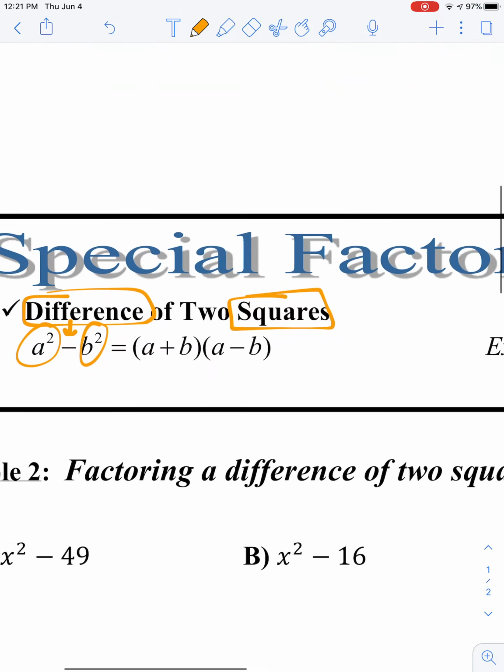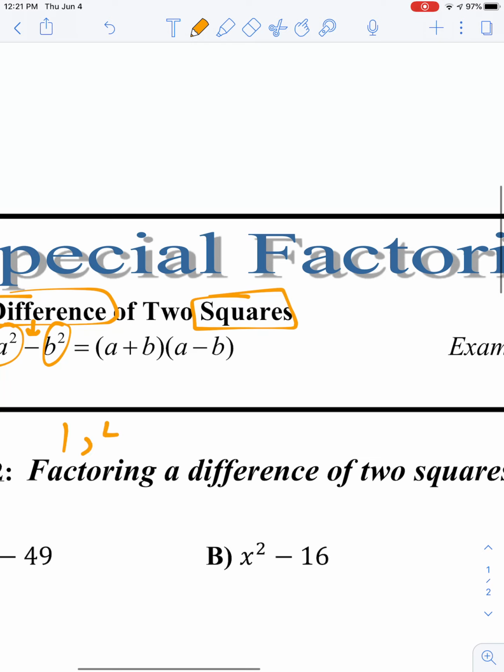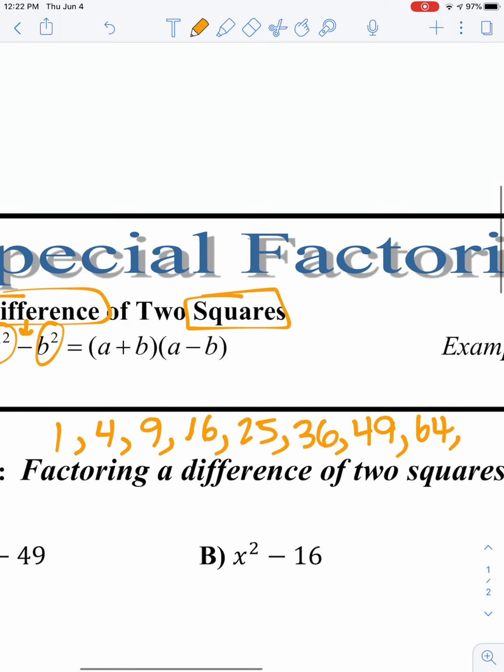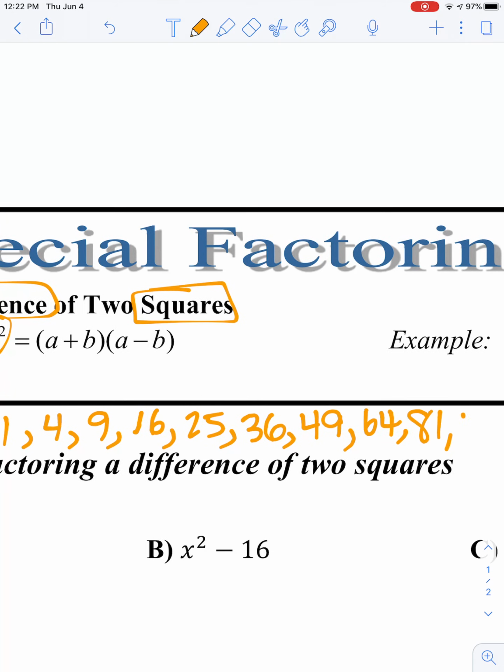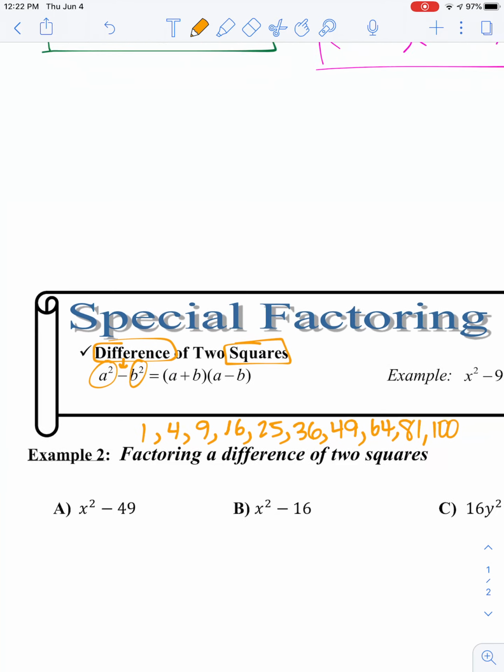Now, if we think of numbers, 1 squared, 2 squared, 3 squared, 4 squared, 5 squared, and so on, you can make a list of perfect squares. Let's keep going to list the first 10. So after 25, 6 times 6 is 36, then 7 squared is 49, 8 squared is 64, 9 squared is 81, and 10 squared is 100.